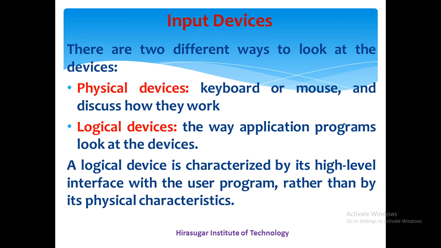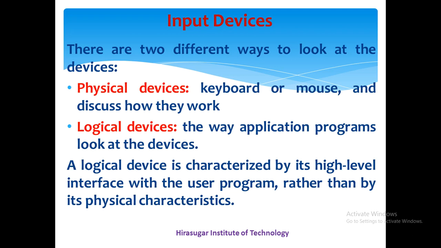Then again, input device. There are two different ways to look at the input device, that I told. One is the physical device, one is the logical device, right? Physical device is nothing but how physically they appear, how they work, what are the characteristics of those devices, right? That is a keyboard or mouse, and we have already discussed how they work.